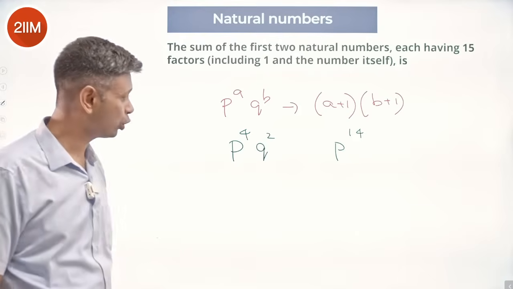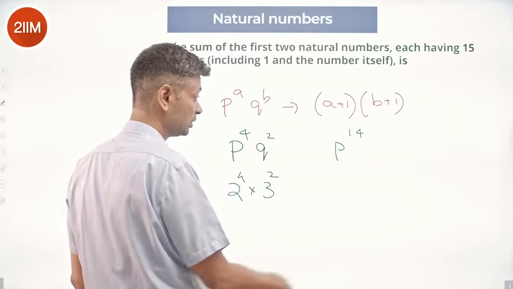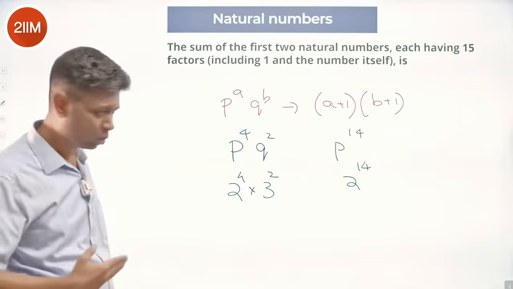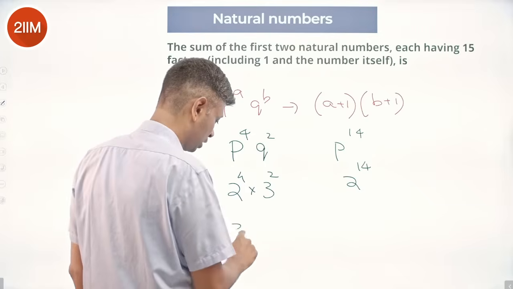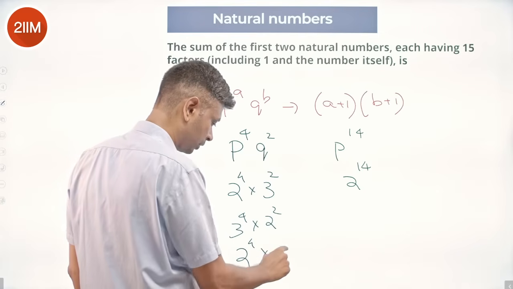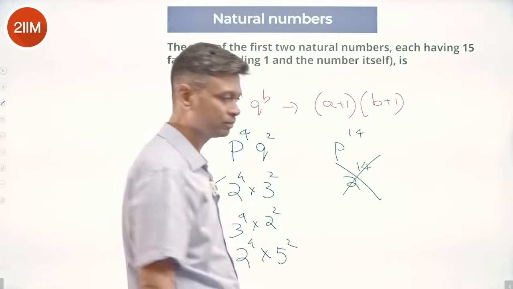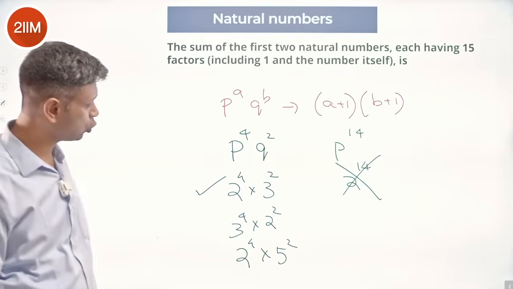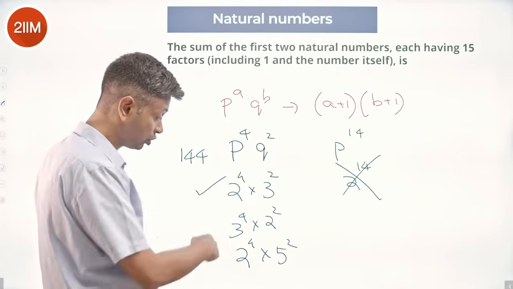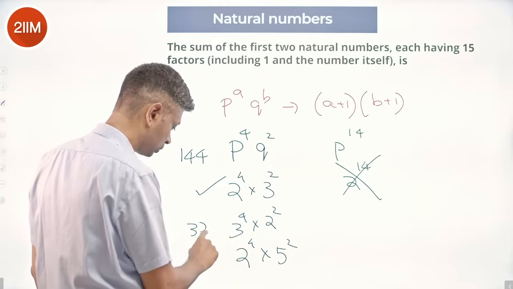So p^4 into q square, the smallest number is 2^4 into 3 square. This is 2^14, which is huge. And so the next smallest number is either 3^4 into 2 square or 2^4 into 5 square. Both these are smaller than this. This is out. So the smallest number is 2^4 into 3 square, 16 into 9, 144. This 3^4 into 2 square is 81 into 4, 324.